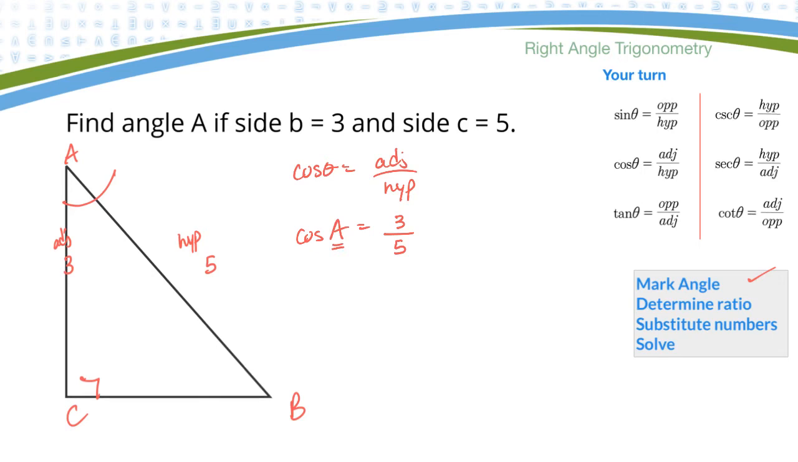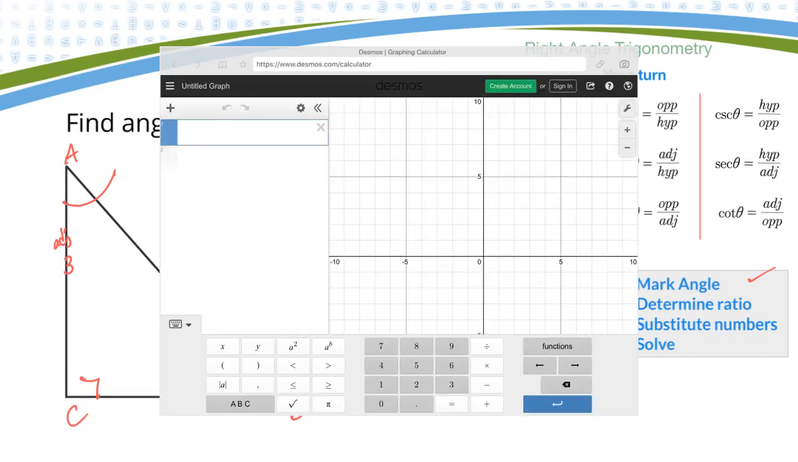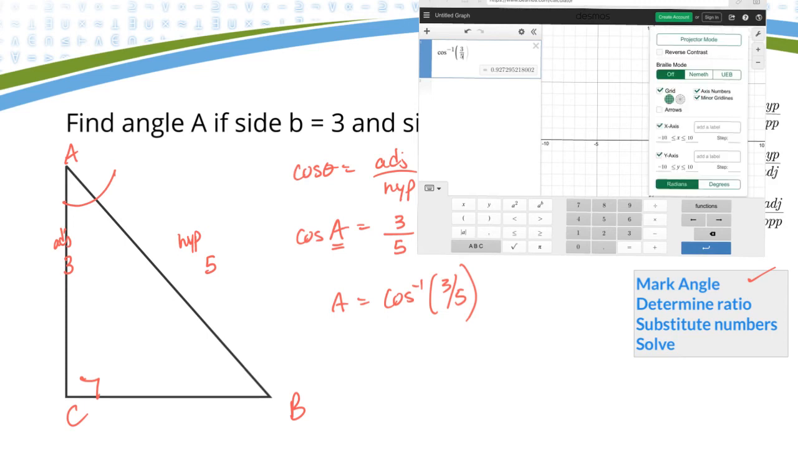I'm looking for angle A, so I need to get rid of the cos. So I'll arc cos both sides. Again, on your calculator, do the arc cos of 3 divided by 5. It's interesting that when I keep popping up browser windows, it keeps reverting back to radians. So make sure you have yours in degrees. This would be 53.1. So the angle A is 53.1 degrees.